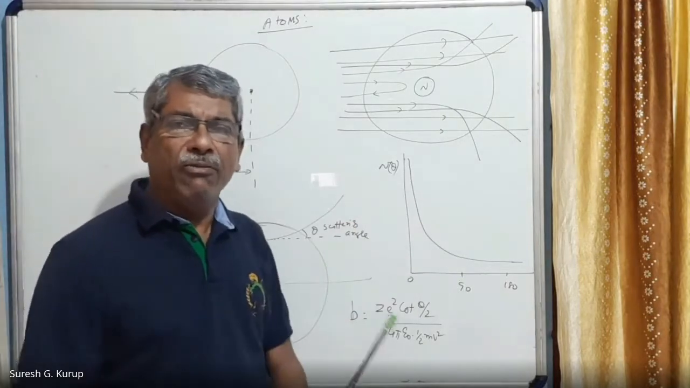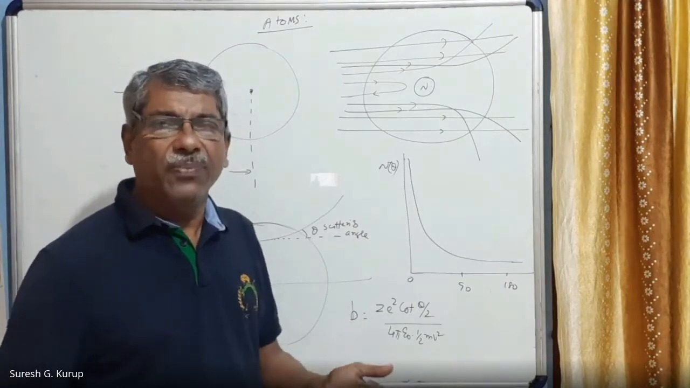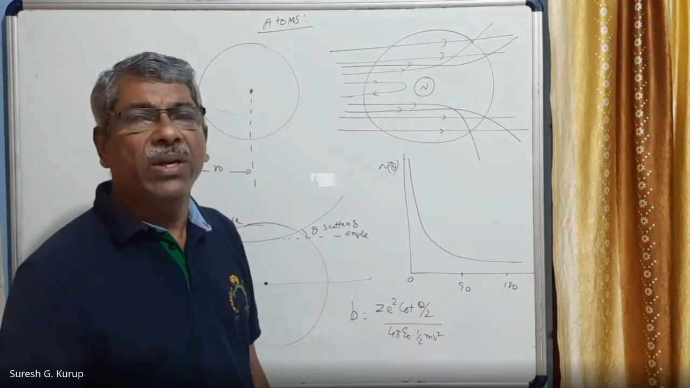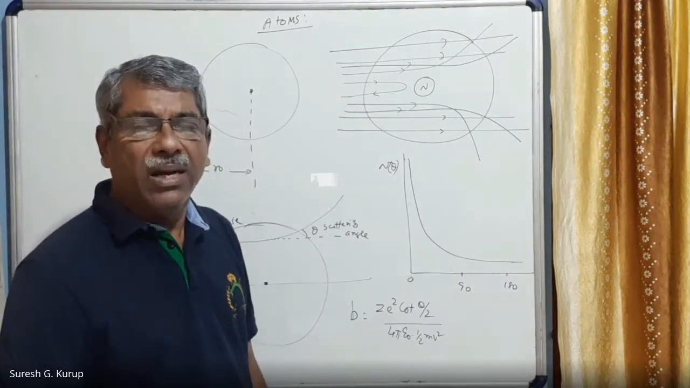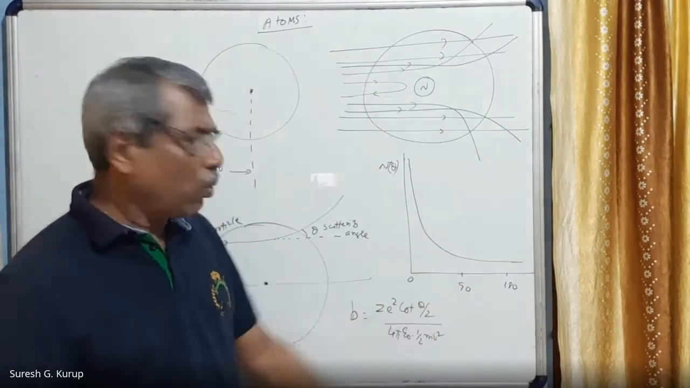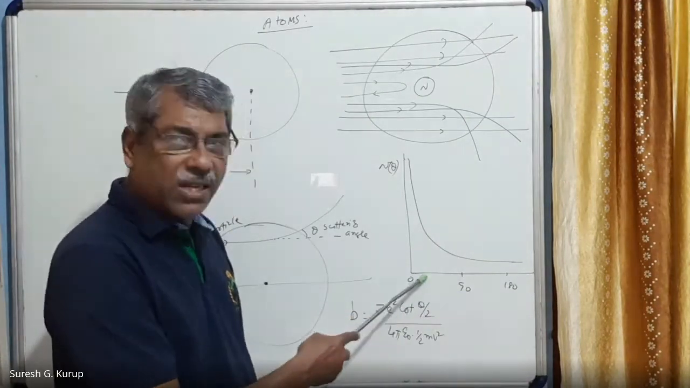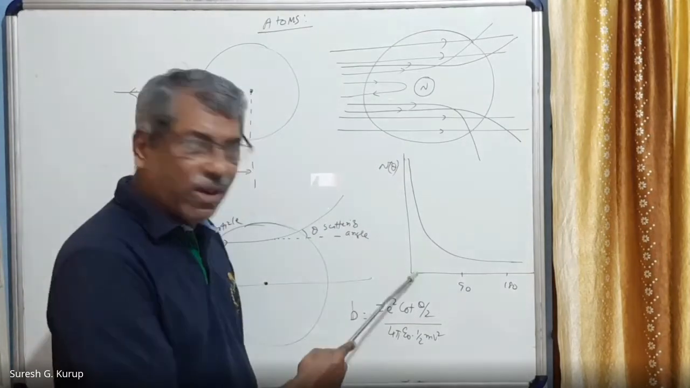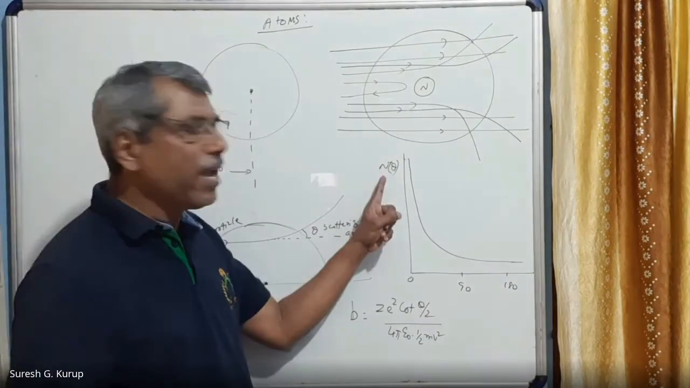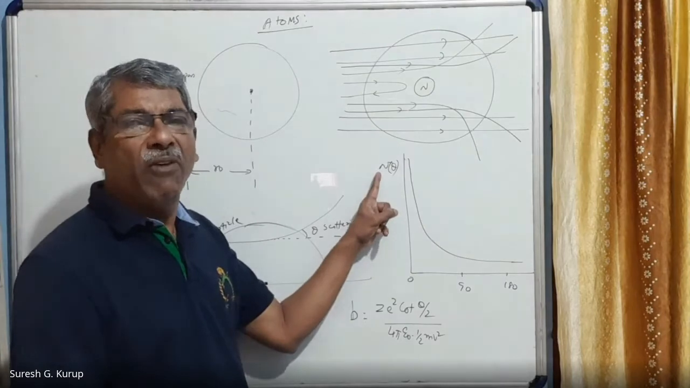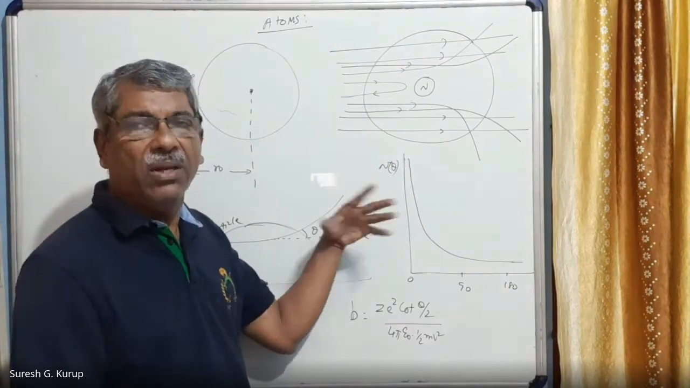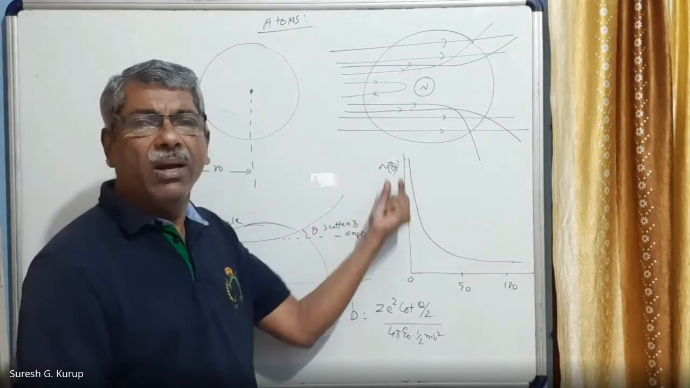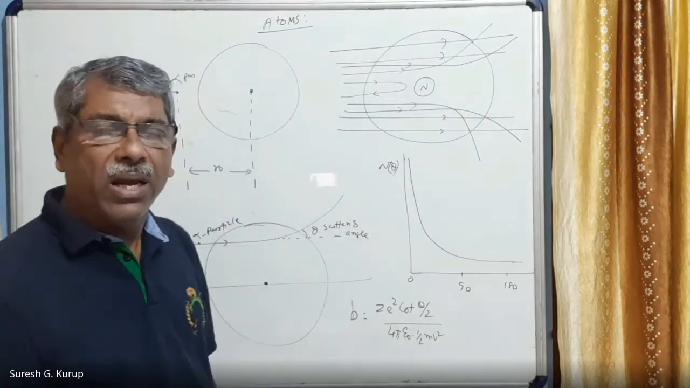That means the number of atoms deflected with a larger angle is very, very less, and with a smaller angle it is very, very more. That means as the angle decreases, the number increases. As the angle increases, the number decreases. This is N theta, the number of alpha particles deflected with a certain angle of scattering. Theta represents the angle of scattering.